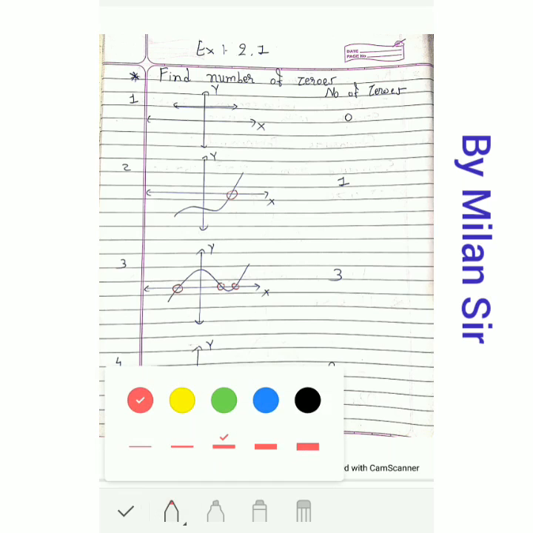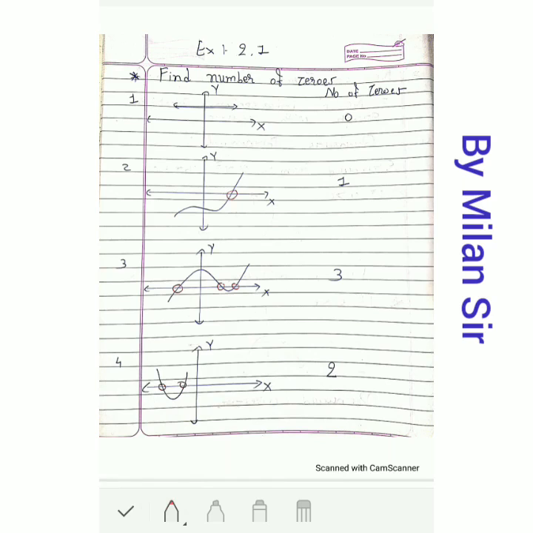So first question, in that this graph does not intersect with the x-axis, right? So number of zeros is equal to 0, because there is not any single point which intersects with the x-axis. That's why number of zeros is equal to 0.